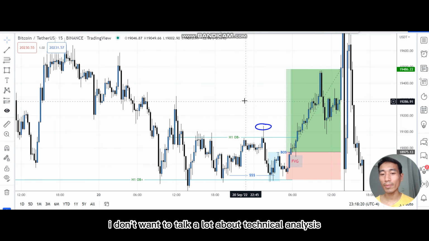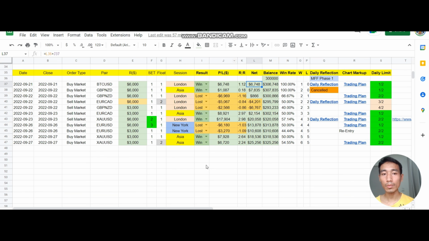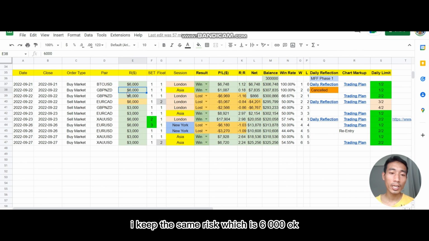I don't want to talk a lot about technical analysis, but let's zoom into the second trade. Because I won the first trade, for the second trade I keep the same risk, which is 6,000. Okay.